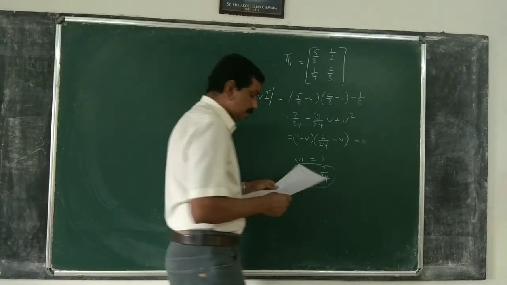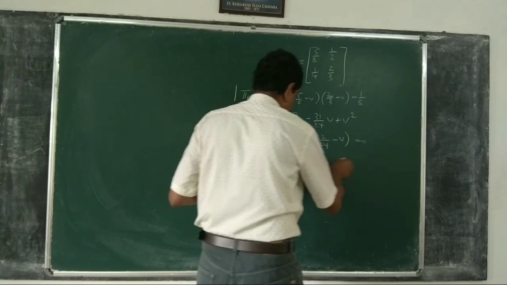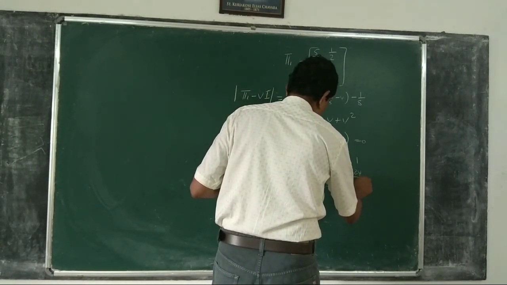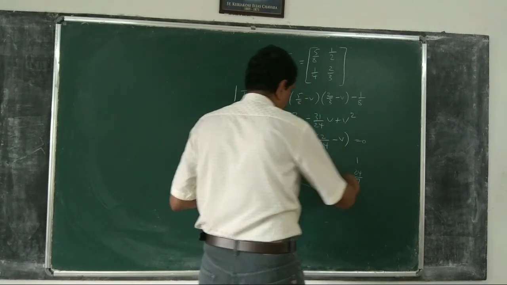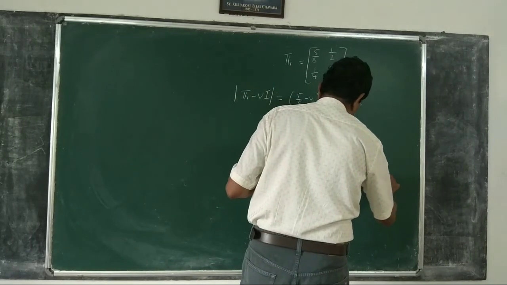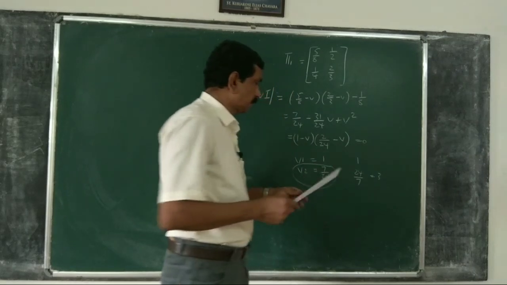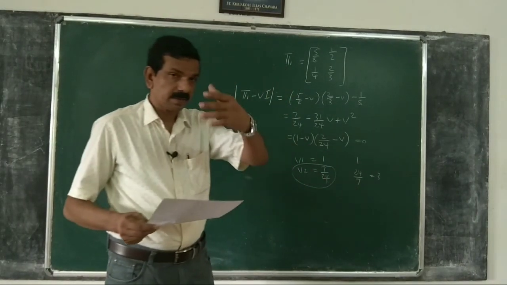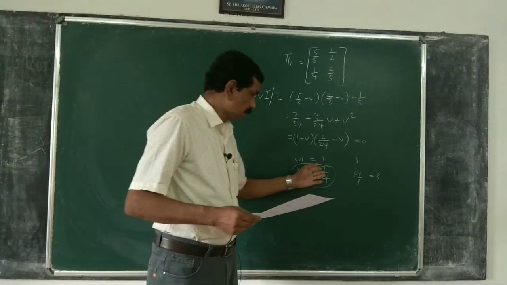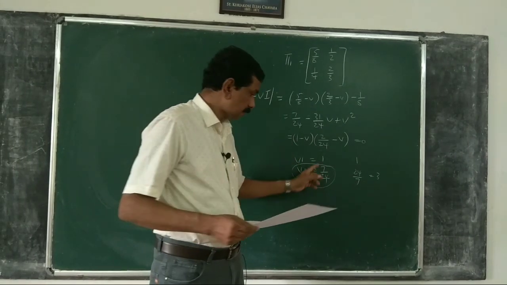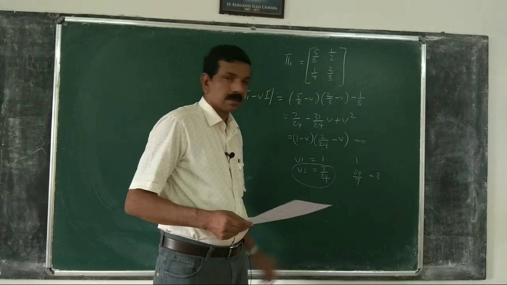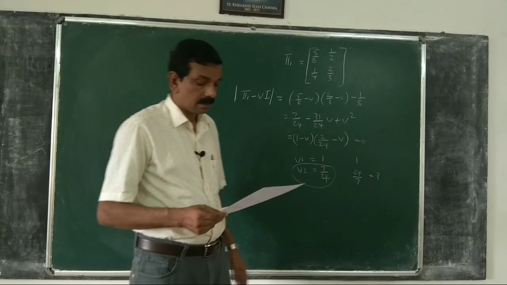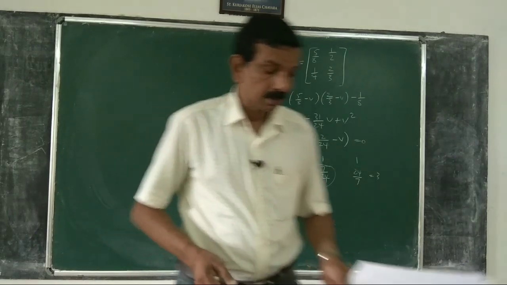And the reverse characteristic polynomial roots are 1/1, which is 1 itself. The other case is 24/7, which means about 3.4. So one root has modulus greater than 1 in terms of the reverse characteristic polynomial. In terms of the characteristic polynomial, it is less than 1. So this is not a stable process.